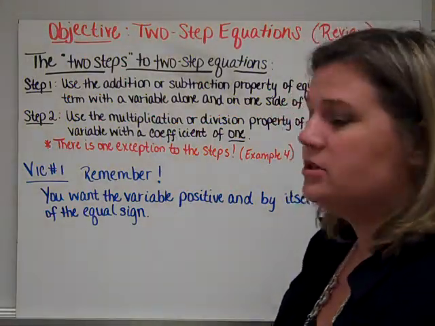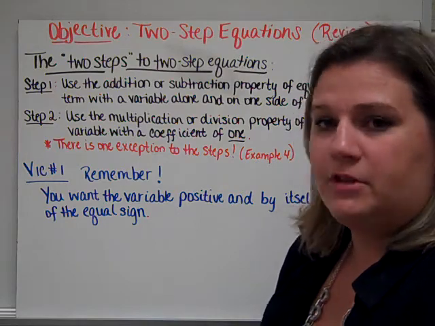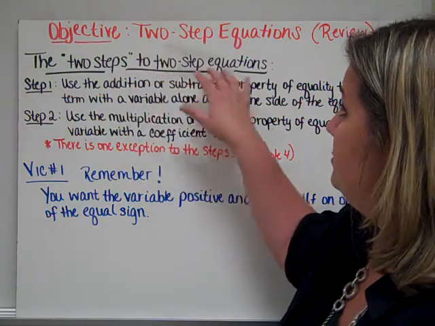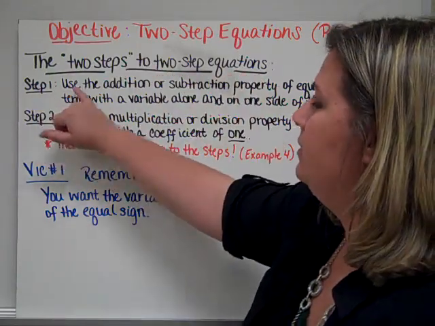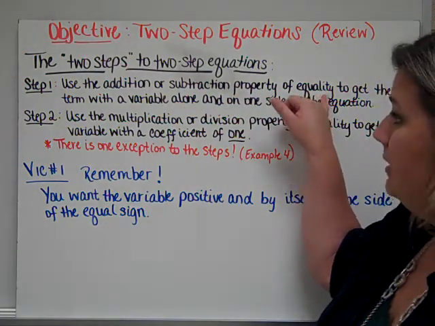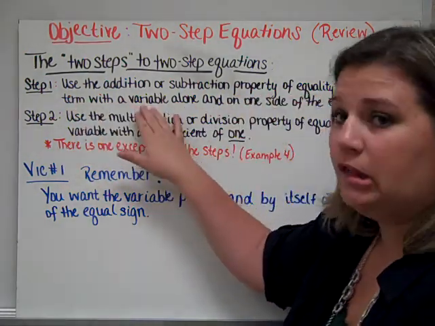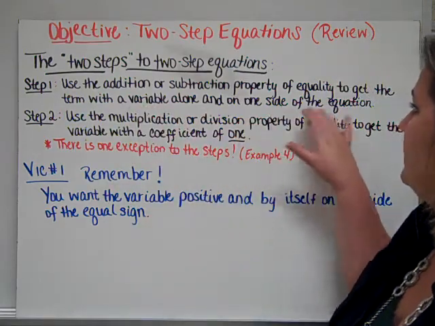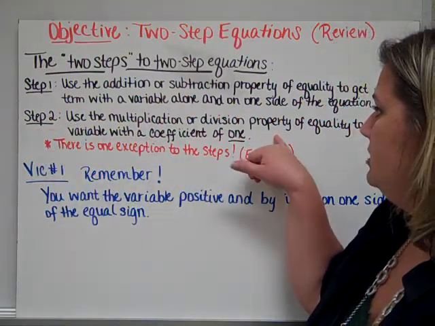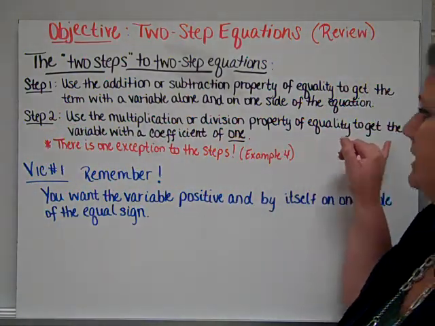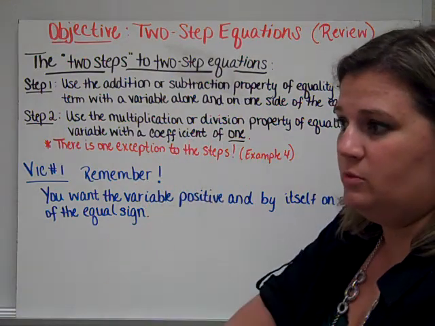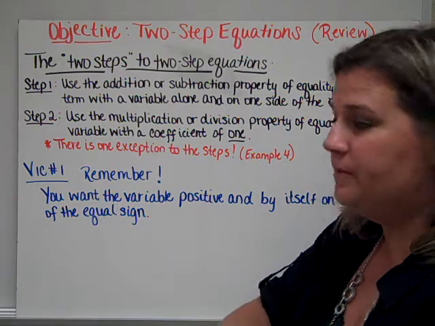Objective, two-step equations. This is a review from 7th grade solving equations for two steps. The two steps to two-step equations. Step 1, use the addition or the subtraction property of equality to get the term with the variable alone on one side of the equation. Step 2, use the multiplication or division property of equality to get the variable with the coefficient of a 1. Remember that a coefficient is a number that's sitting to the left of that variable.